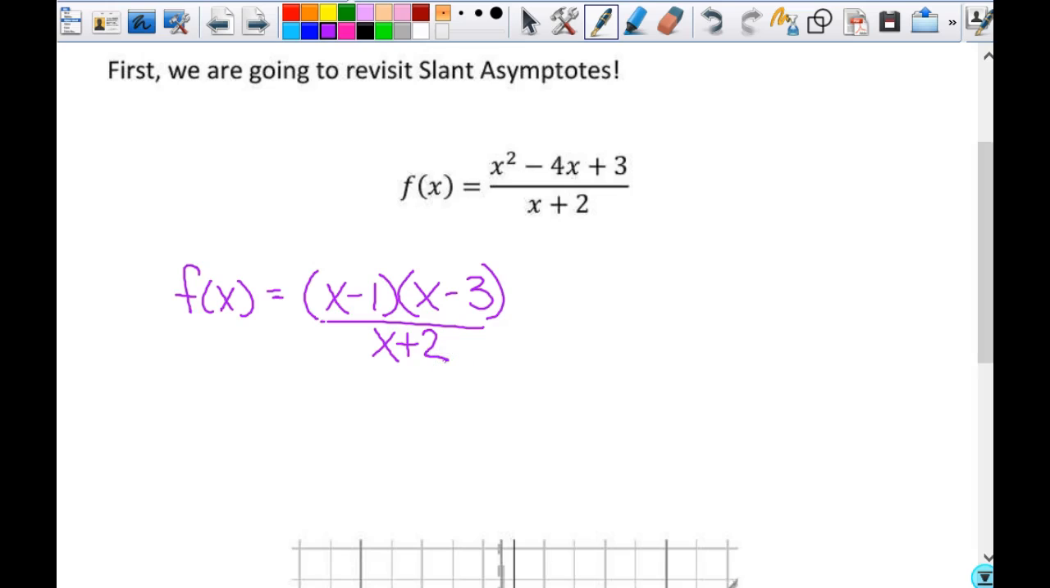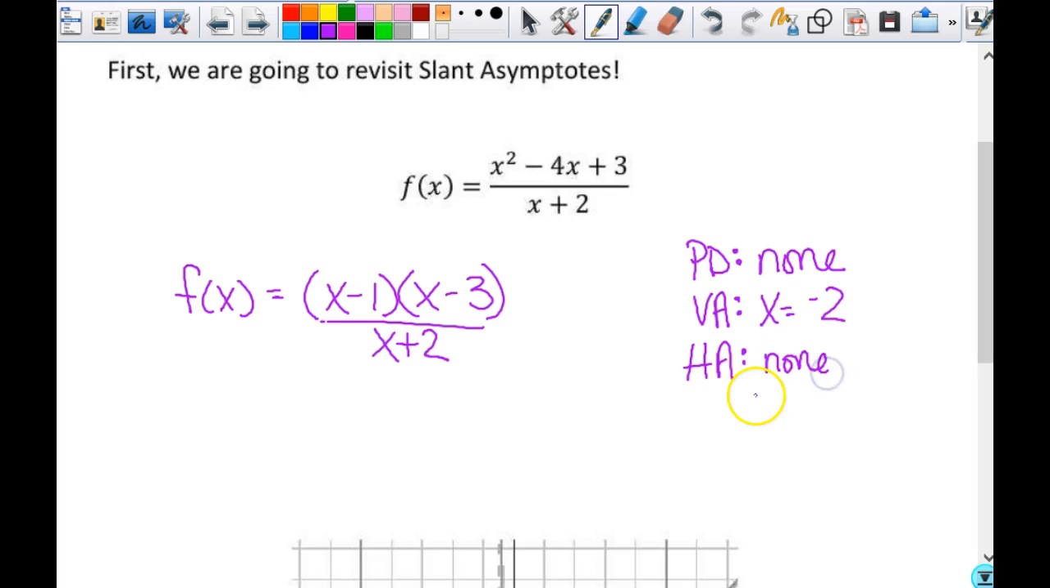Does it have any point discontinuity? No. Let's just list them out. Point discontinuity: none. Does it have a vertical asymptote? Yes, what is it? X equals negative 2. Does it have a horizontal asymptote? It's top heavy, so no. And then slant asymptote. Should it have a slant asymptote? Yes, especially since we're revisiting slant asymptotes.